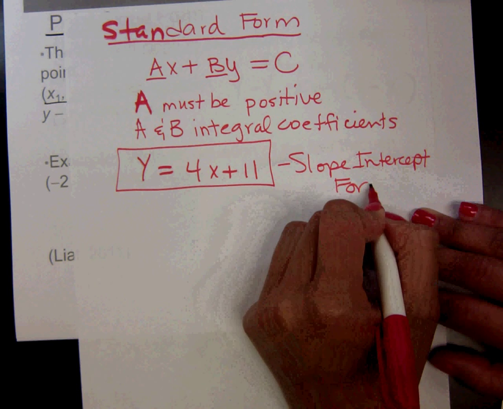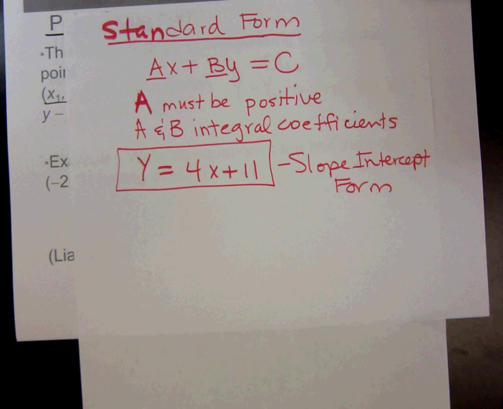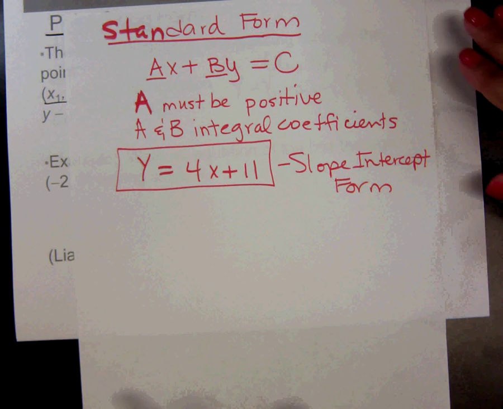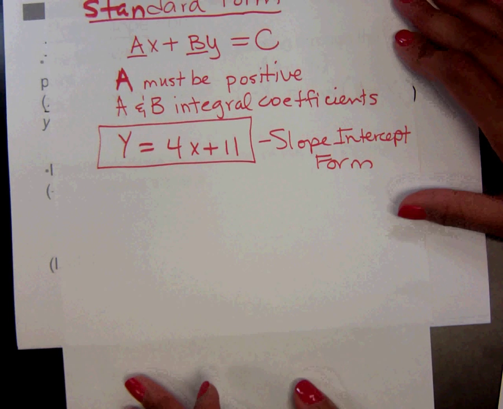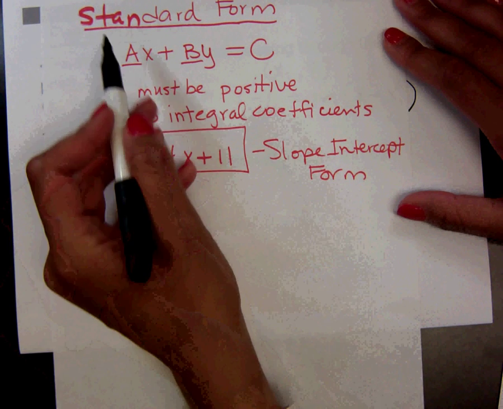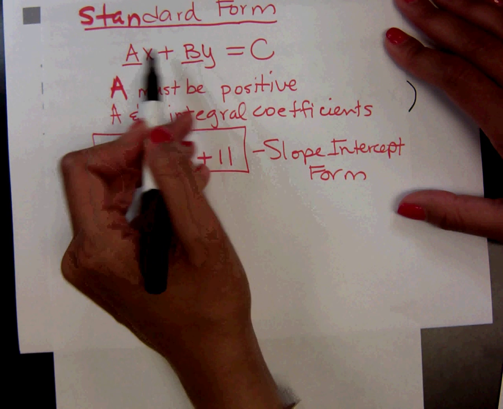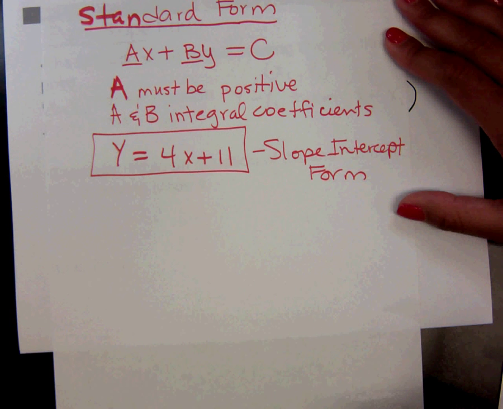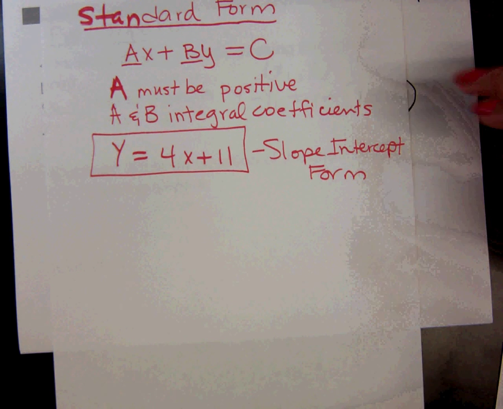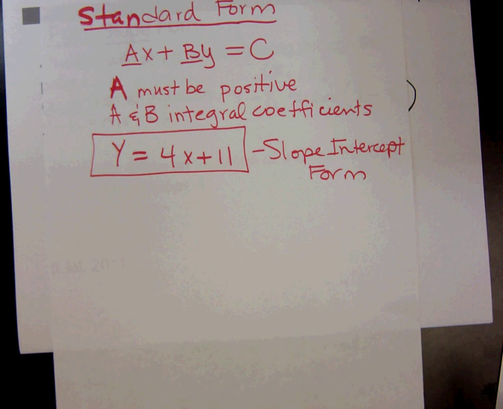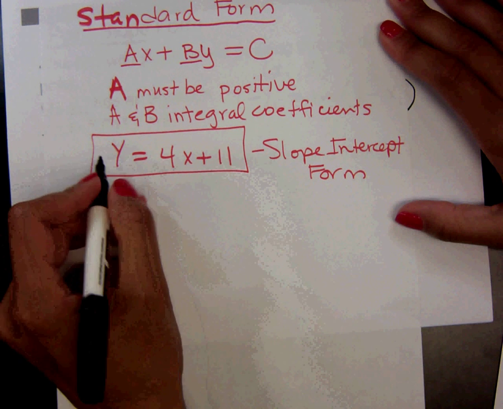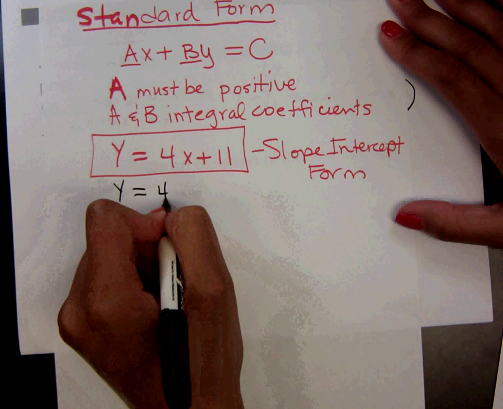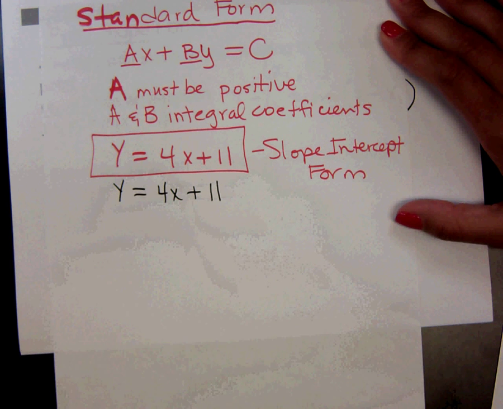All right? So what if we are asked to write this in standard form? How would we do that? Remember, here's standard form: ax plus by equals c, where a must be positive and a and b both must be integral coefficients. Can the integral coefficient be 1? 1 is an integral coefficient. Integral coefficient just means an integer. Integers are numbers like 1, 2, 3, and their opposites, -1, -2, -3. So would it be 4x plus -1y equals 11? Or no?